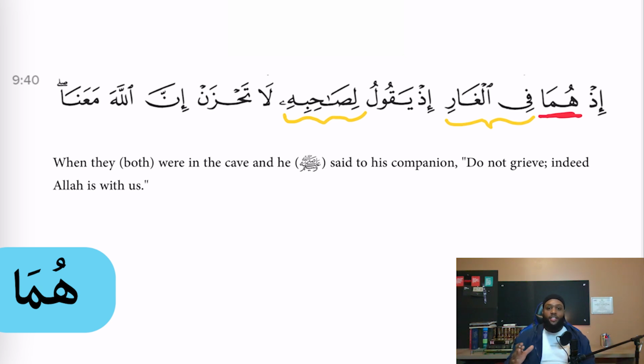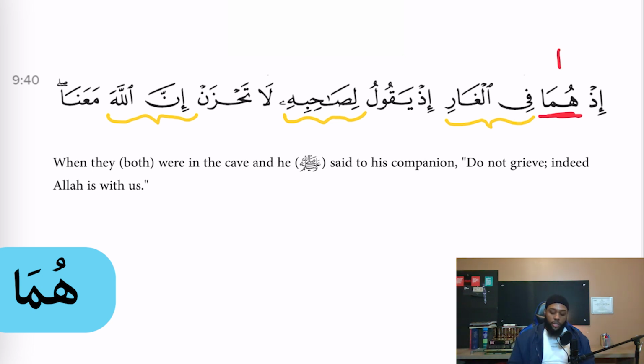La tahzan, don't be sad, don't grieve. Again, we know this fragment here. Inna Allah, indeed Allah, right? Harf nasb and its ism, indeed Allah, ma'ana. So the word ma'a, with, is included in that list of words that gives an implied idafa. So it takes the ism after it and puts it into a state of jar. And what's connected to ma'a is actually the attached form of the pronoun nahnu, which we'll take a look at at the end inshallah. So inna Allah ma'ana, indeed Allah is with us.